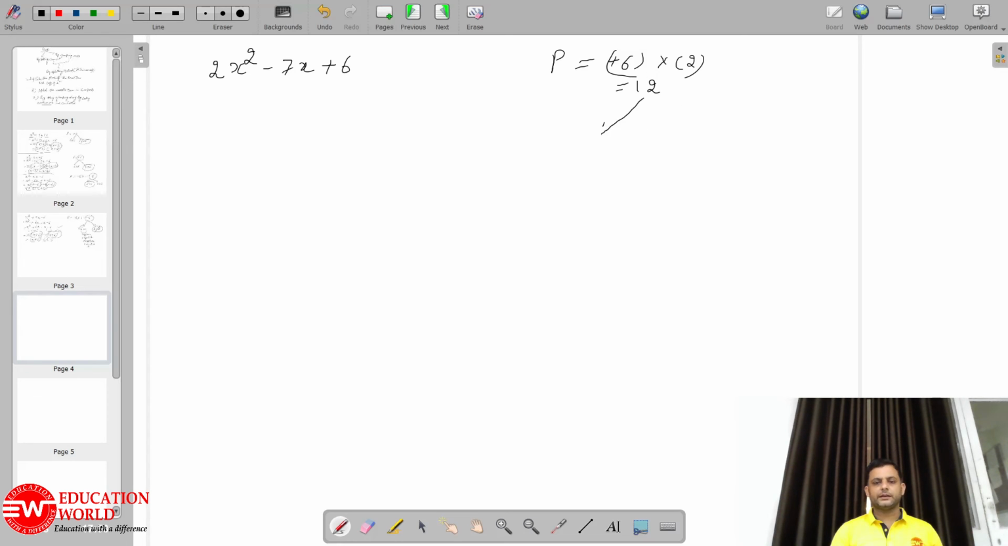So 12 can come in many ways: 3 into 4, 6 into 2, 12 into 1. Now you have to search which is applicable here, because the middle term is the sum, 7. So these two are satisfying because the sum is equal to the middle term.